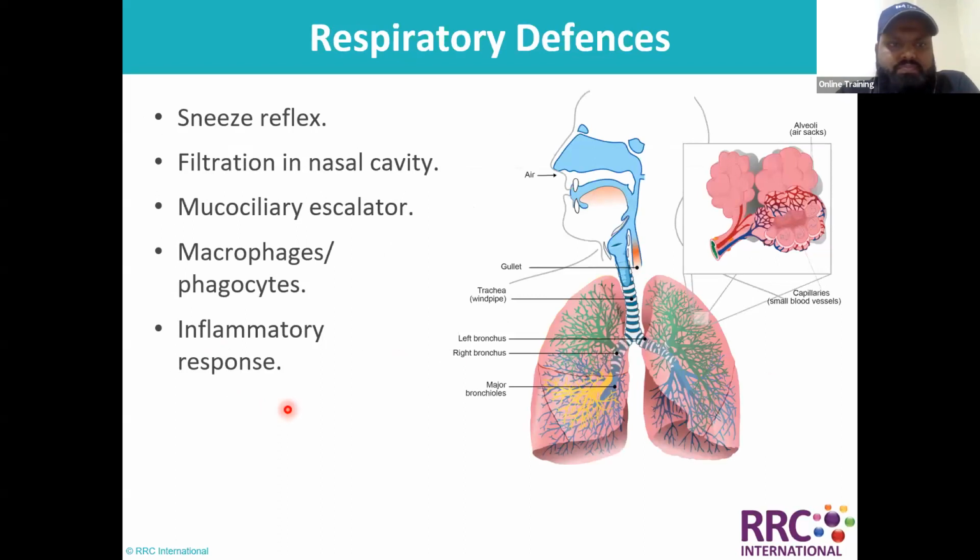So over here in the nose and throat, once you inhale something and the chemical gets into your body, starting from here up to the alveoli, you will have the sneeze reflex. So if the chemical gets into your body, initially you sneeze and the chemical gets out. Then filtration in the nasal cavity over here, then the mucociliary escalator over here, and macrophages or phagocytes would be over here inside the lungs. And then an inflammatory response: once there is some kind of inflammation in the lungs, they would convert whatever the chemical is into fiber so that it can be absorbed. So we have these kinds of respiratory defenses in our system once we are inhaling any kind of chemical or biological agents.